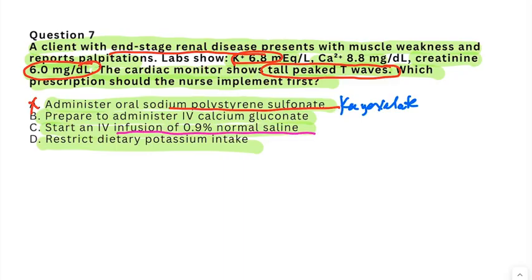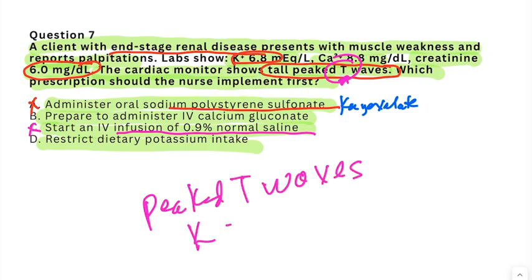It's a good option. However, it's not going to treat that cardiac ECG that we're having. As you could see, you already have peaked T waves. So that is incorrect. The other thing also is restrict dietary potassium. You can do that, right? But it's too late, right? We have peaked T waves already. You have peaked T waves, and then your K is now 6.8, right? So this one alone is incorrect. So the best answer is letter B.